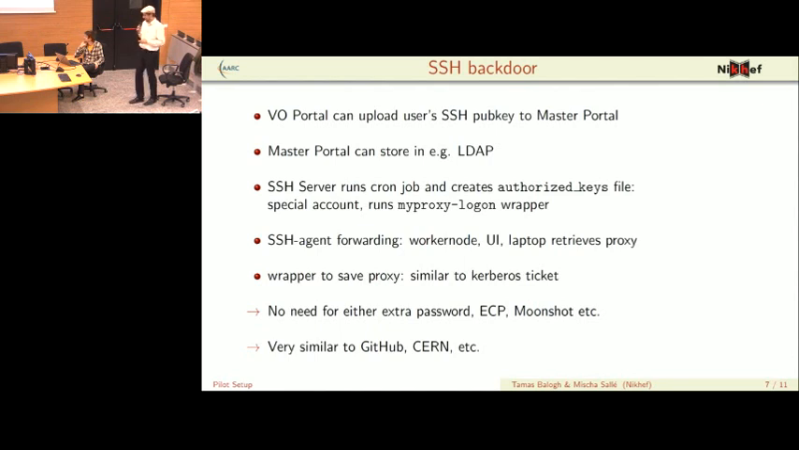I know that a lot of people like ECP. I have a personal problem with ECP on the command line because I don't like users to enter their federation password in a tool they don't know. A web browser is one thing, but it's at least one place. But if you have some command line tool, you have no clue. I have a bit of the same problem with Moonshot, but I will not go into that. But in this case, you don't need that because you use your SSH agent.